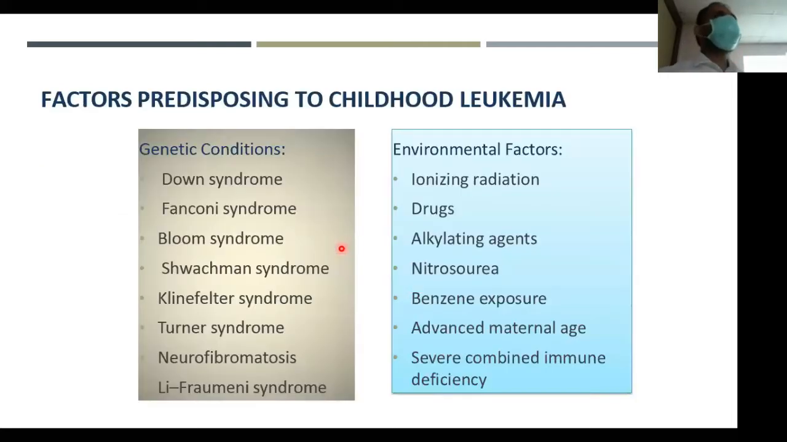So there are several factors. I said mutations. How do these mutations occur? There are many syndromes described here which predispose a kid to leukemia. And environmental factors. I'm not going into details. There's a bunch of drugs and radiations, etc.